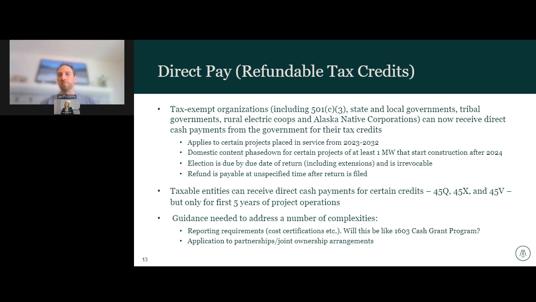The other thing is application of direct pay if it's a joint venture, still in flux. A tax partnership does not qualify for direct pay. And so you have to work around that using joint ownership structures like tenants in common or other sorts of arrangements that aren't tax partnerships.